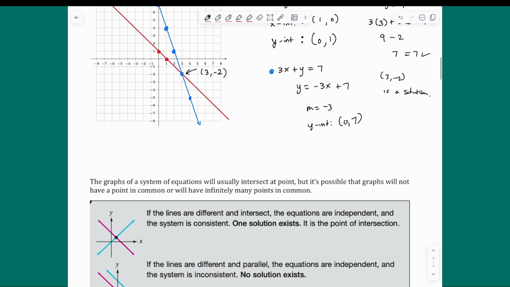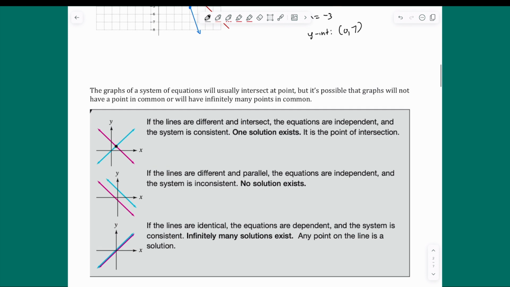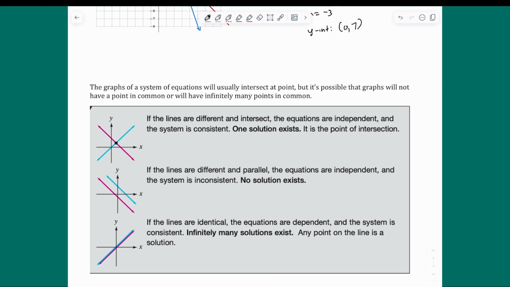So the graphs of a system of equations will usually intersect at a point, but it's possible that the graphs will not have a point in common, or will have infinitely many points in common. So basically, it comes down to these 3 scenarios. If the lines are different and intersect, the equations are independent and the system is consistent, meaning one solution exists, and it is at the point of intersection. And so the previous example is exactly this situation.